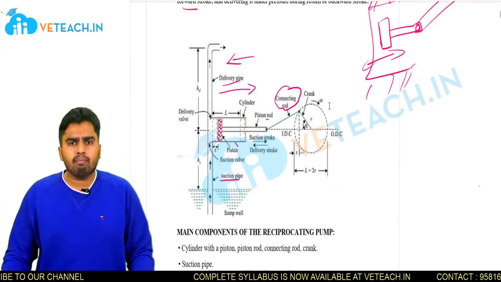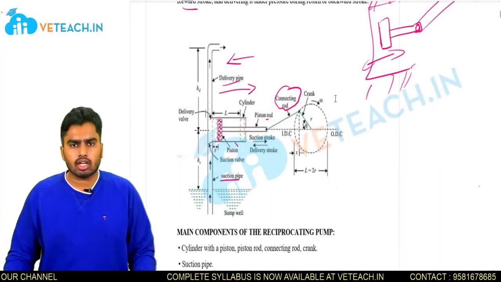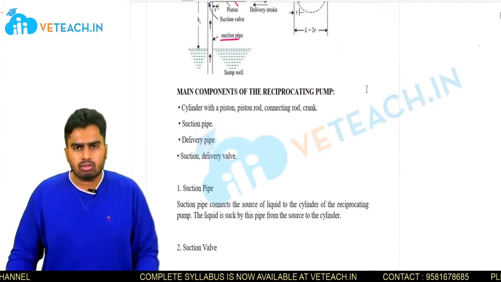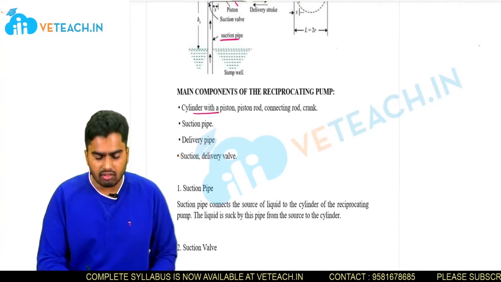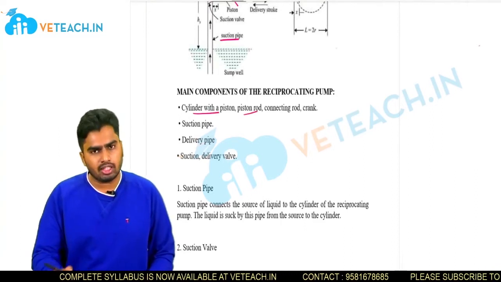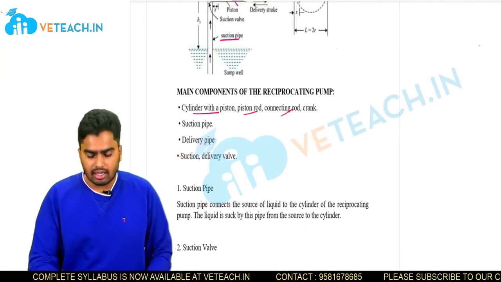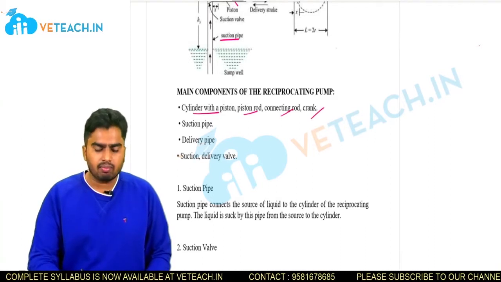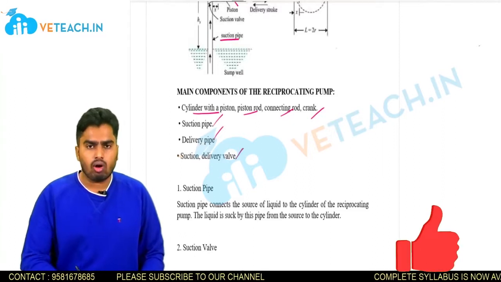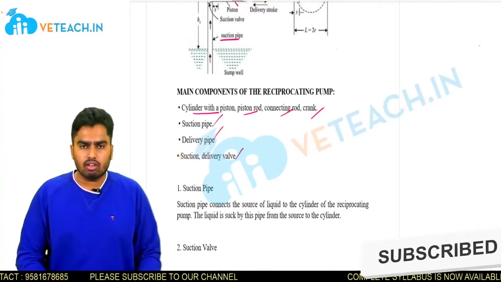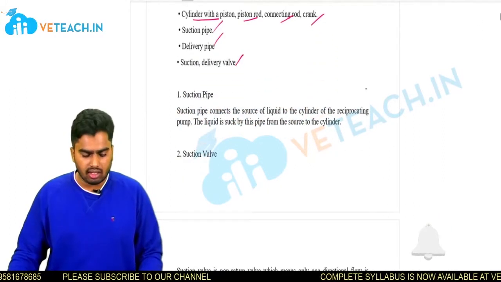Let us see some main parts of the reciprocating pump. As we just saw, it has a cylinder with a piston, of course a piston rod, a connecting rod and a crank wheel. Apart from this we will have a suction pipe, a delivery pipe and their respective valves, that is, the suction valve and the delivery valve. Let us see each part clearly.